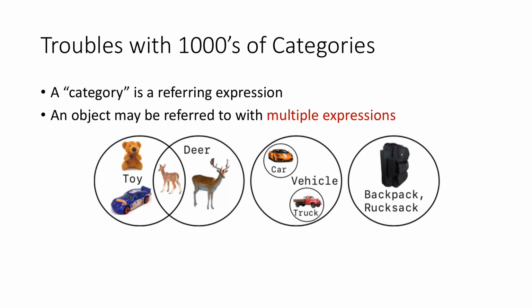What this means is that for a given object or entity in an image, there are multiple valid ways to refer to it. That is, the category is a referring expression, and therefore an object may easily belong to multiple categories. For example, an object such as a toy deer may be referred to both as a toy and a deer. Cars and trucks are both vehicles, and backpack and rucksack are synonyms.